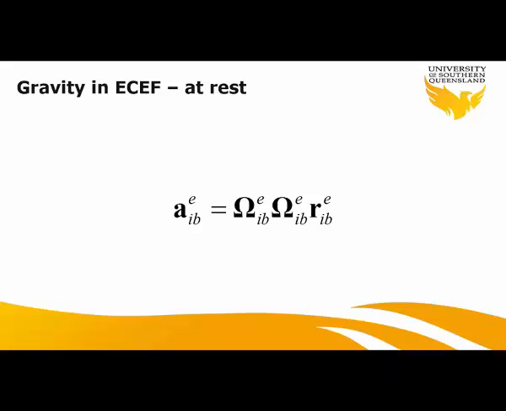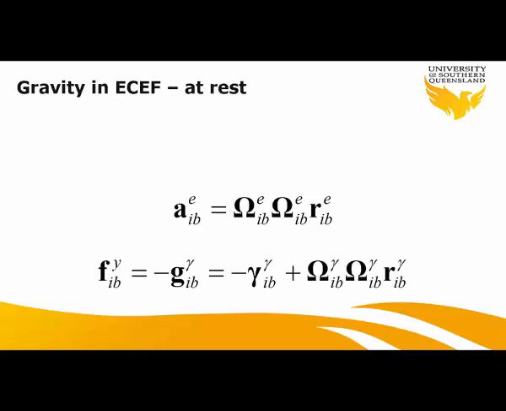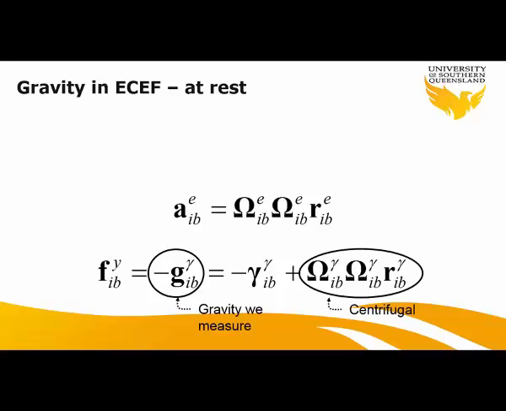The specific force sensed when an object is stationary with respect to the ECEF reference frame, we can refer to as the acceleration due to gravity, or g in here, with this formula. Again, we don't need to prove this formula, but we need to be able to understand each term. So the first term is the gravity we measure, then the second term is the centrifugal effect, as we know.